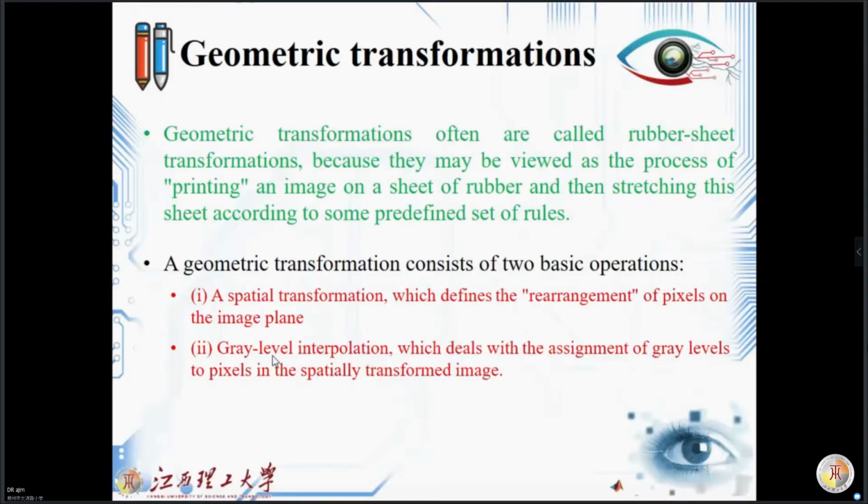A geometric transformation consists of two basic operations. First is a spatial transformation, which defines the rearrangement of pixels on the image plane, and another one is gray level interpolation, which deals with the assignment of the gray level to pixels in the spatially transformed image.